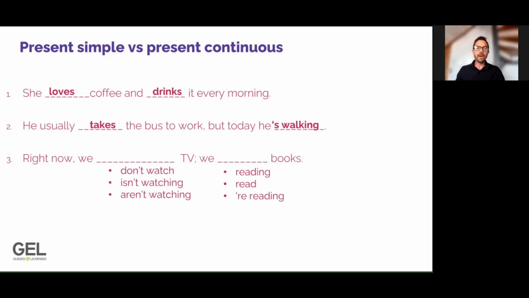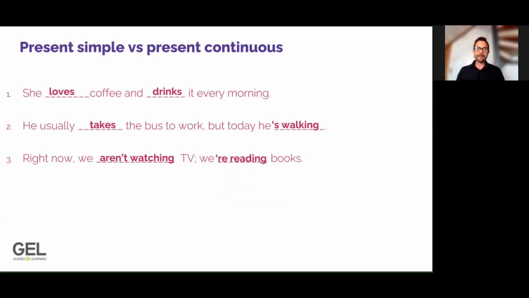Let's look at sentence number three. Again, below the video, can you please answer the next two questions? So for this sentence, we're talking about right now in the present moment. And so that means we would use the present continuous. Right now, we aren't watching TV. We're reading books.